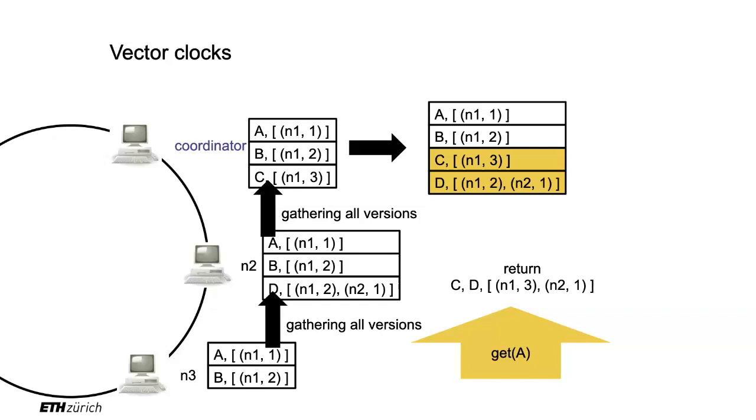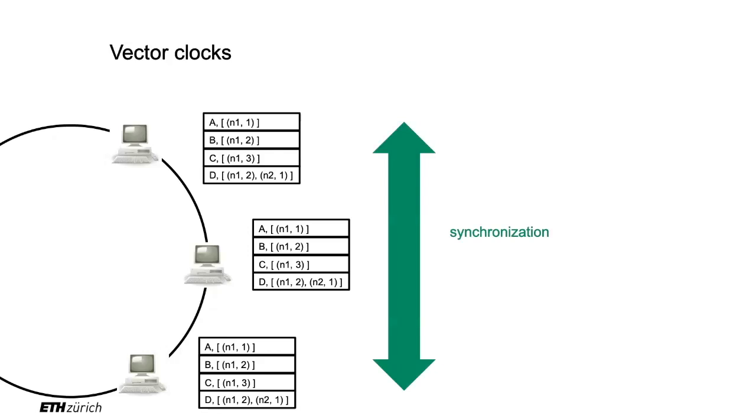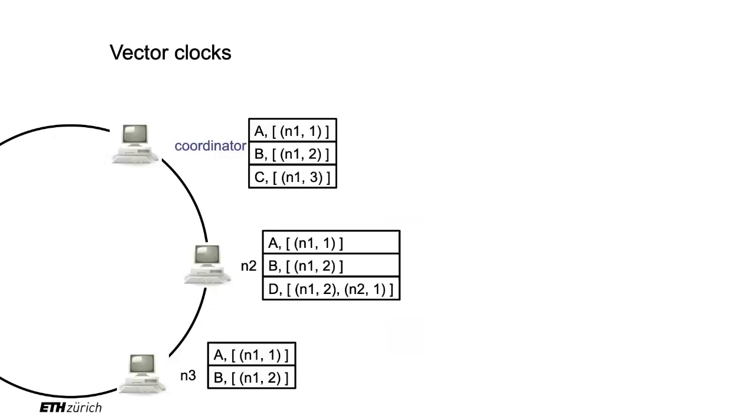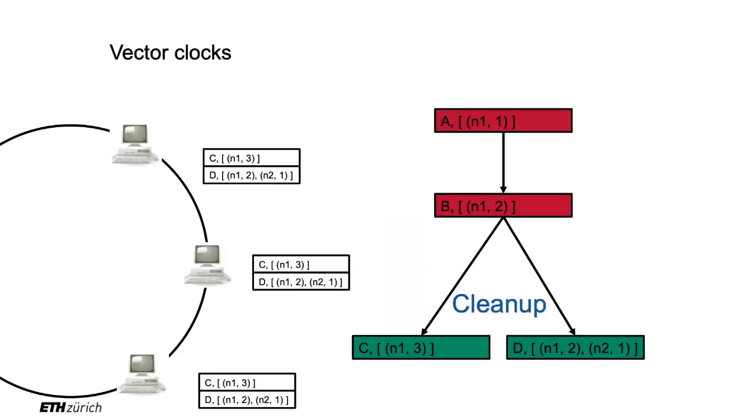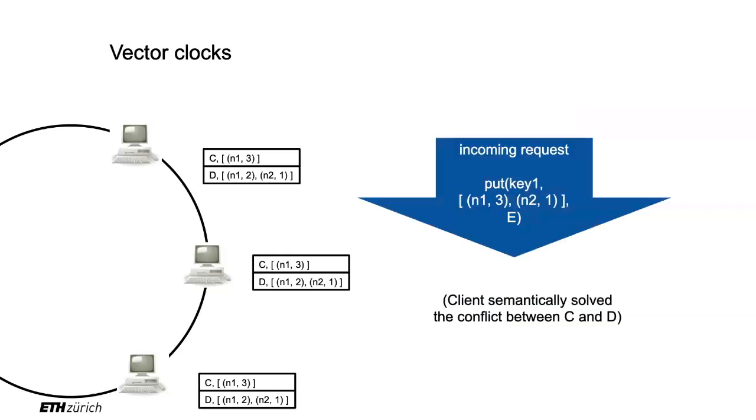So the user can decide on a new value. So maybe they do. So now the user is thinking, okay, what am I going to put as a new value? In the background, the nodes are going to synchronize again, right? So again, all the data can now be spread over the machines again. Maybe we can also do some cleanup while the user is thinking. So here A and B we can get rid of, because they are not maximal elements. Let me only keep C and D, right? That I can do periodically.